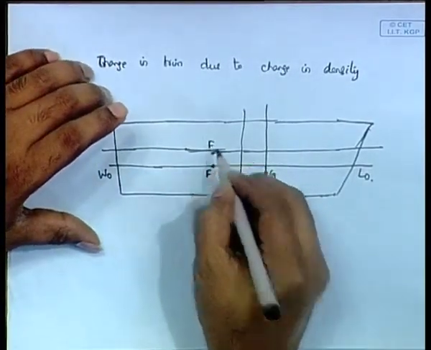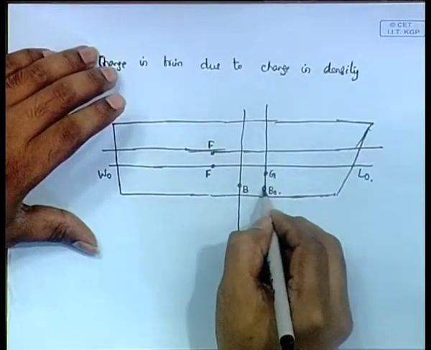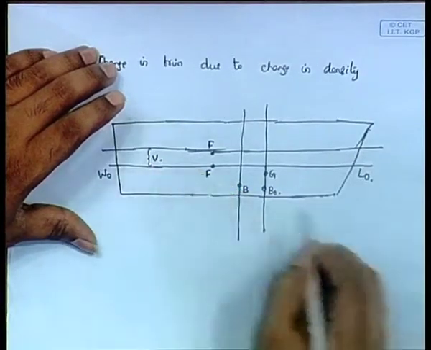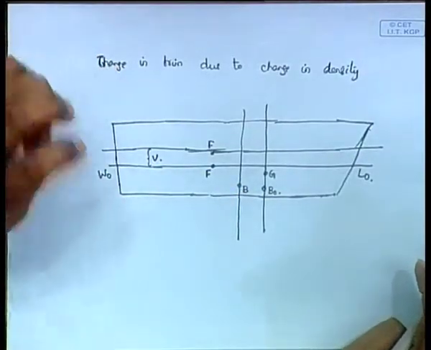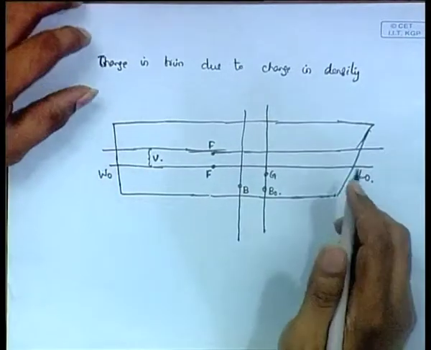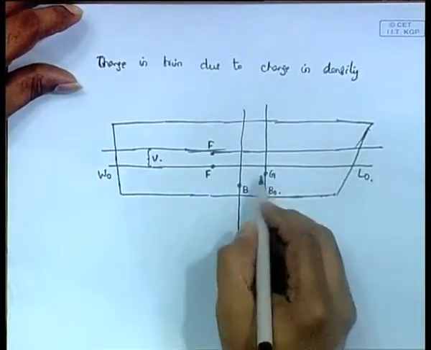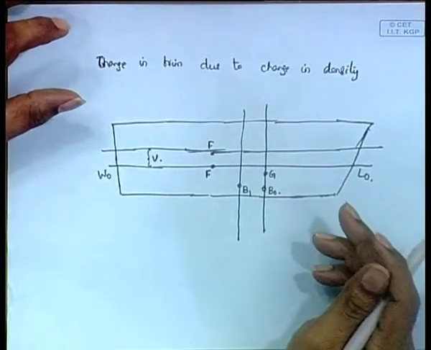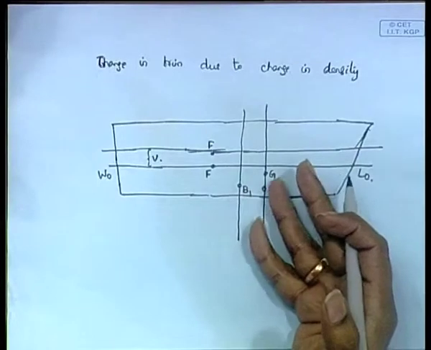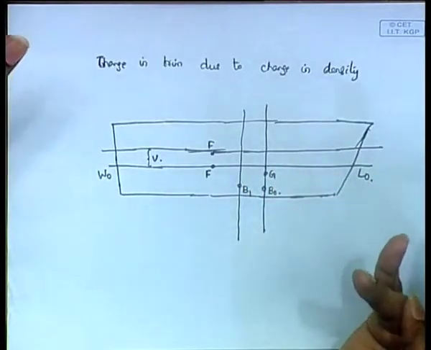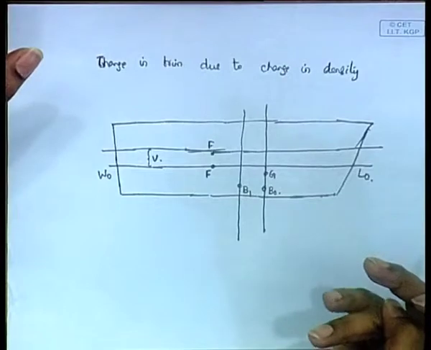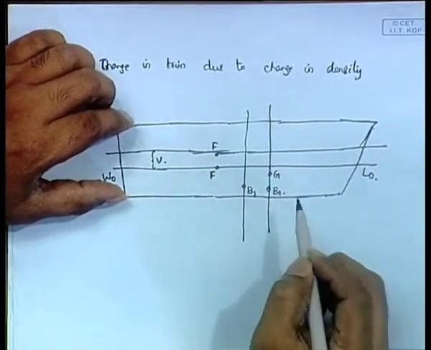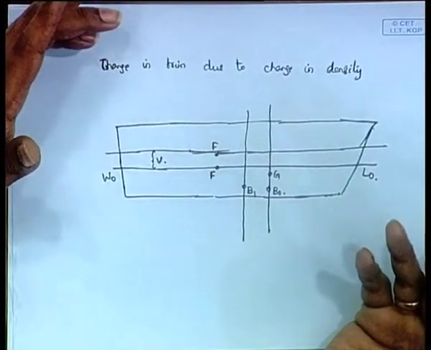So this is the center of flotation at that point, F. And now the B moves, as you can imagine, there is an increase of volume here. This is the increase of volume, small v. So B0 moves to B1, G doesn't change, it's the center of gravity. Then B and G are different, so a trim has to occur in any way. Because of this addition of volume at the center of flotation, B has moved here, and now the ship obviously trims.